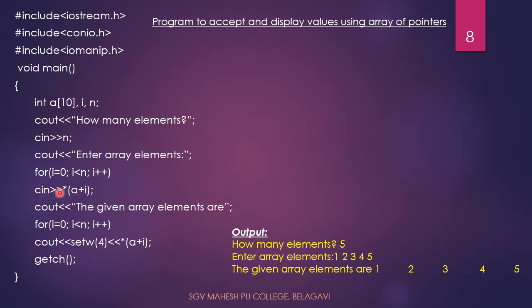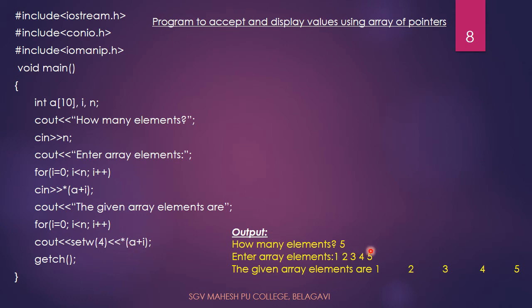Now this part is for accepting the values. The same thing I'm going to display. To display, again I require a for loop. So I take a for loop here and I display whatever content is present in this array. Now this is not only an array, but an array of pointers because I'm using star in front of it. So this is nothing but an example of an array of pointers.